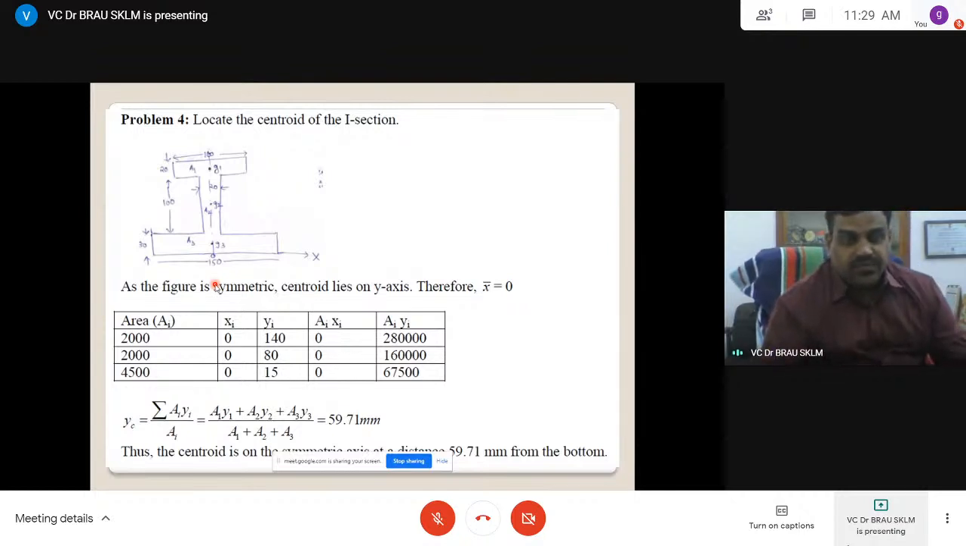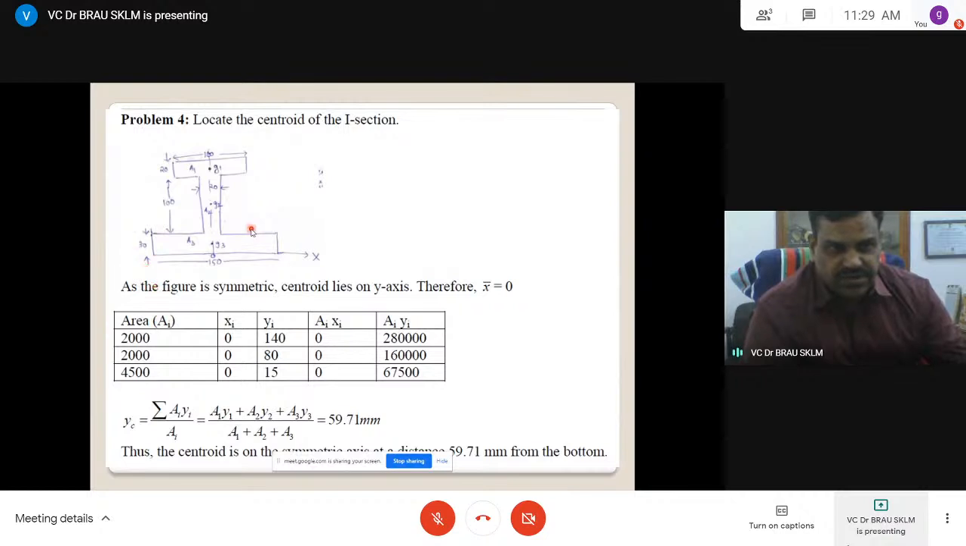Now let us see. This is area A1, A2, A3, G1, G2, G3 is given in the same manner. A1, A2, A3. Now what we have to do? Area A1, area A2, area A3, find out three areas.